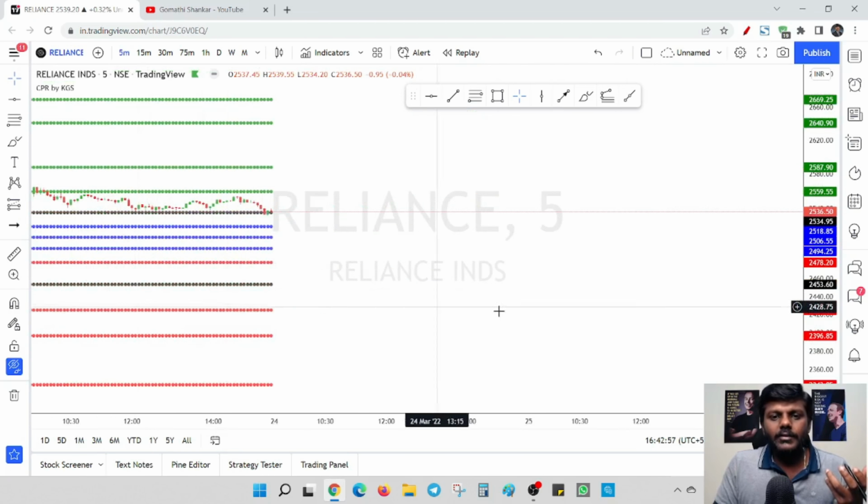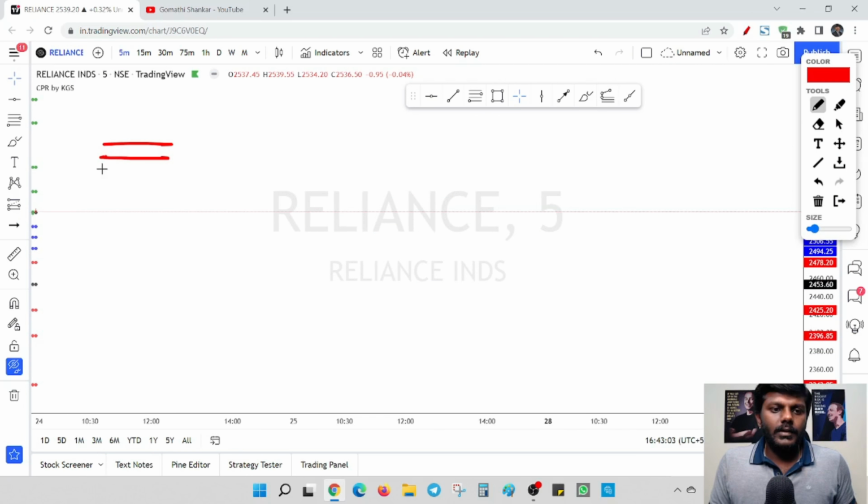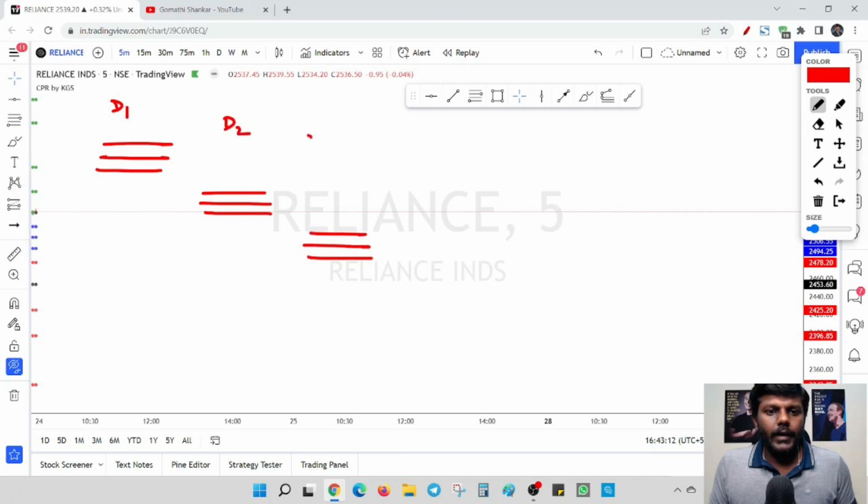Now let me quickly summarize this. So this is a descending CPR. This is day 1, this is day 2, and this is day 3. Candles are opening below the descending CPR. Candles are trading below the descending CPR. So look for bearishness and look for short opportunities.